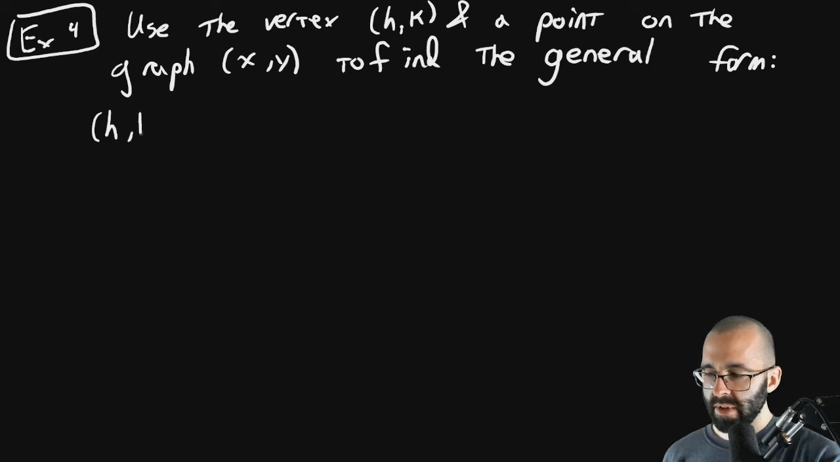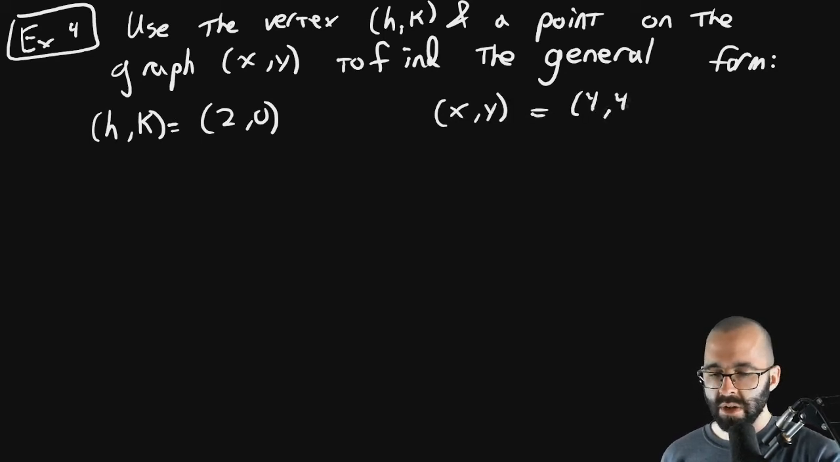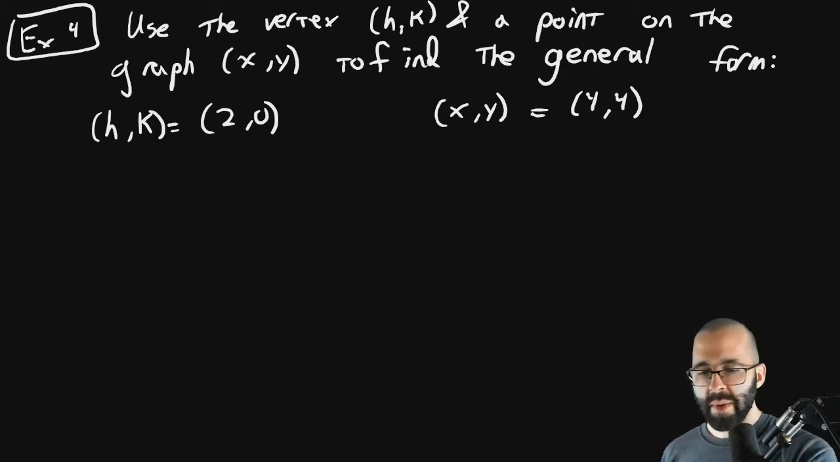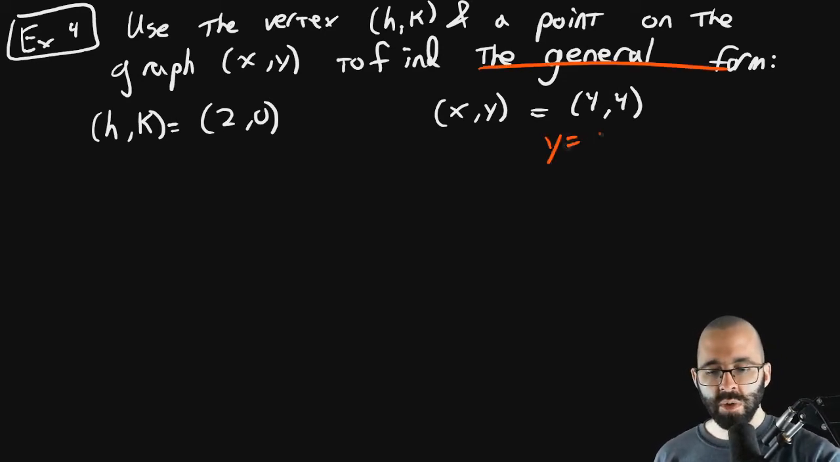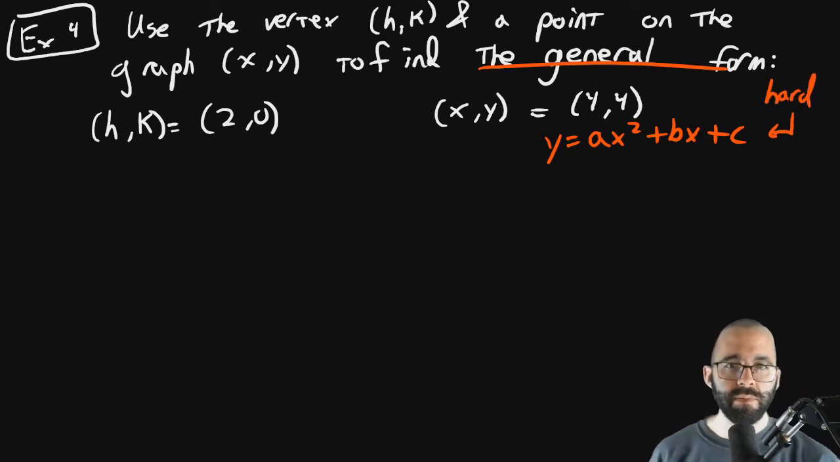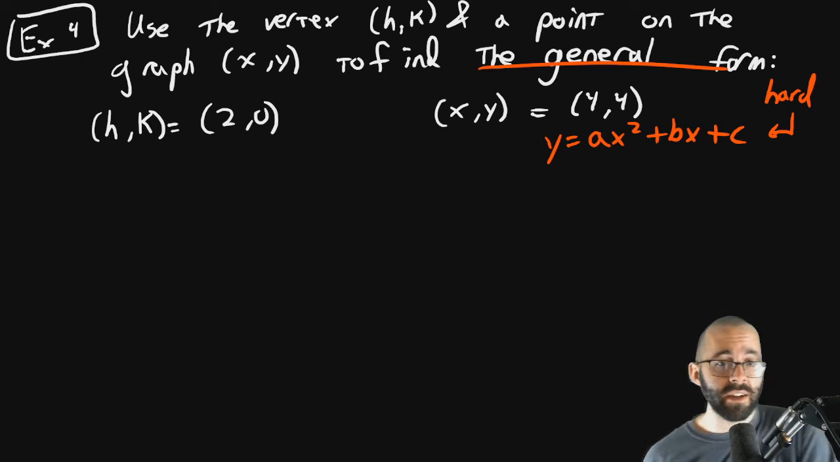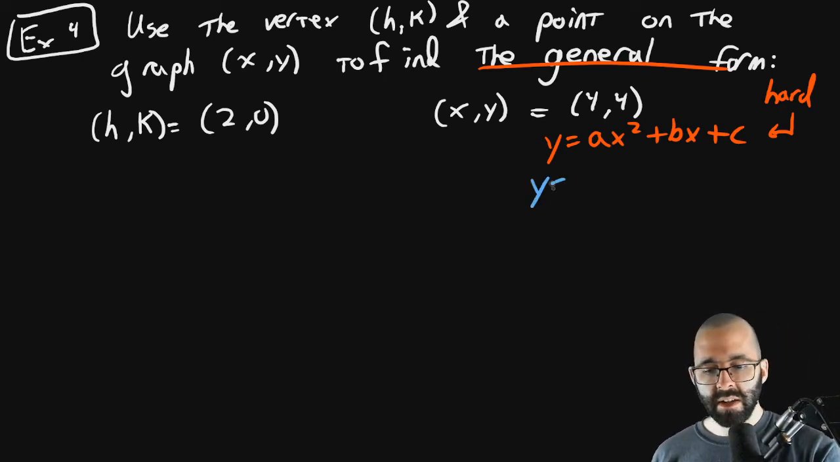So in this problem, I'm going to tell you that h, k is 2, 0. That's the vertex at 2, 0. And there's some other point on the graph with the coordinates 4, 4. So we want to find general form. Remember, general form was ax squared plus bx plus c. But that's hard. We're very close to knowing vertex form. Like, vertex form is going to be much easier.